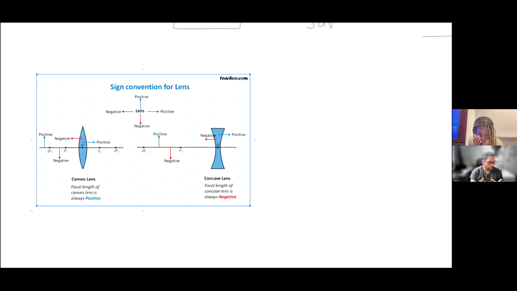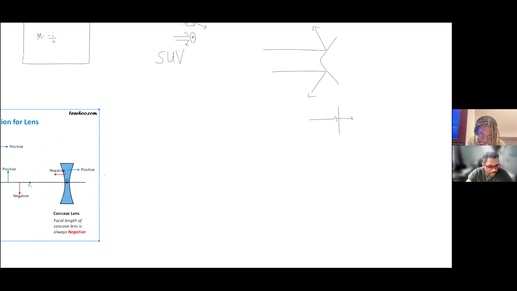And your focal length, do you wear glasses or anything? No. All right, you're lucky. So you have a focal length, or well, you don't have focal, but yeah.